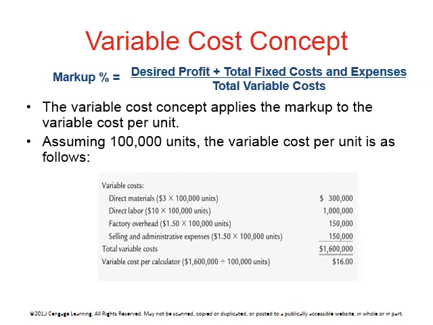So let's look at the variable cost per unit. So we take our variable costs, direct labor, overhead, and variable selling and administrative expenses. So our total variable costs are $1,600,000 divided by 100,000 units. So our variable cost per calculator is $16.